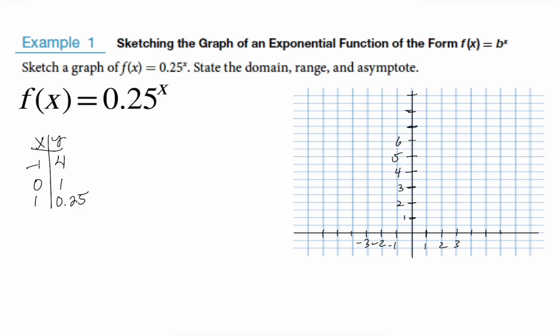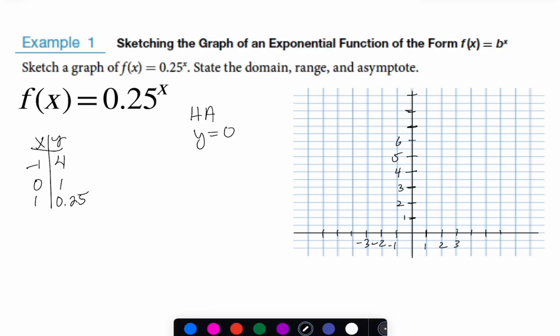Okay. So the first thing we want to do is draw our horizontal asymptote at y equals 0. We've had no transformation of this function, so the horizontal asymptote is going to occur at 0. So let's put that on there.